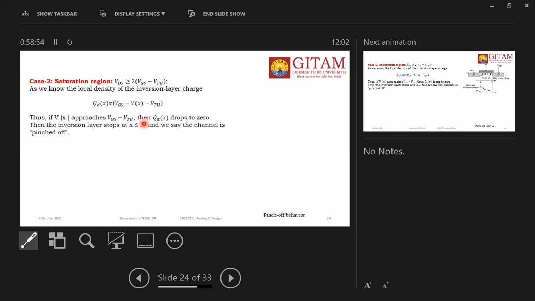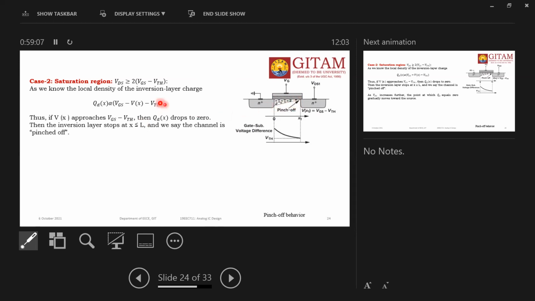Earlier, what was the length of the channel? L, I told you. Now it is less. See this picture. This is the channel, and this is the pinch off point. For example, V of X is equal to only VDS, it comes to here. If V of X value is approaching VGS minus VTH, this point is shifting towards the left. So this is called the pinch off point. Pinch off means from there no channel is there.